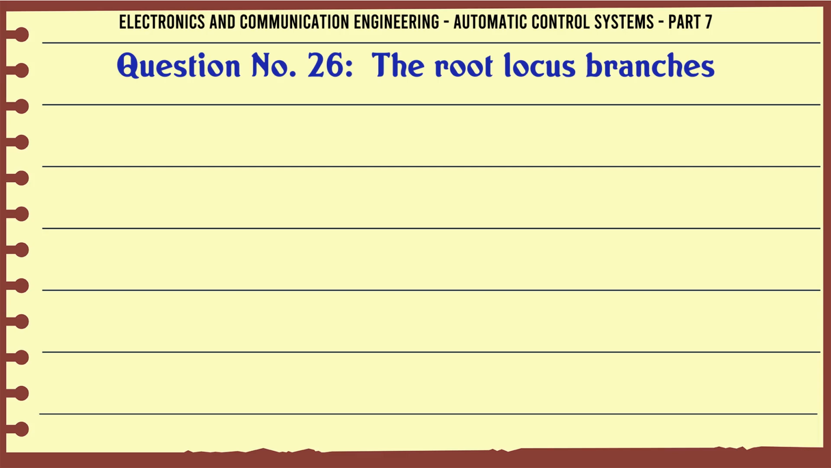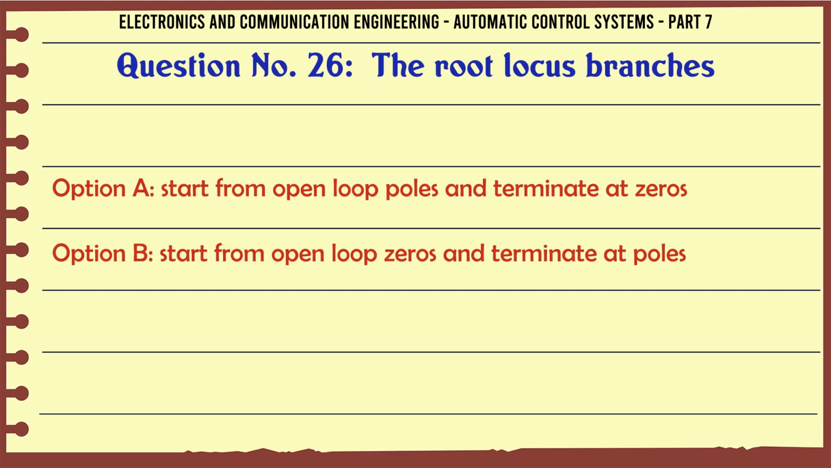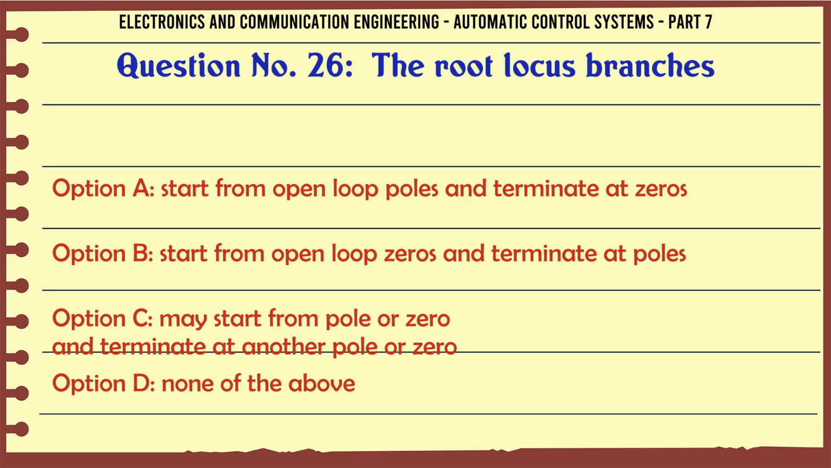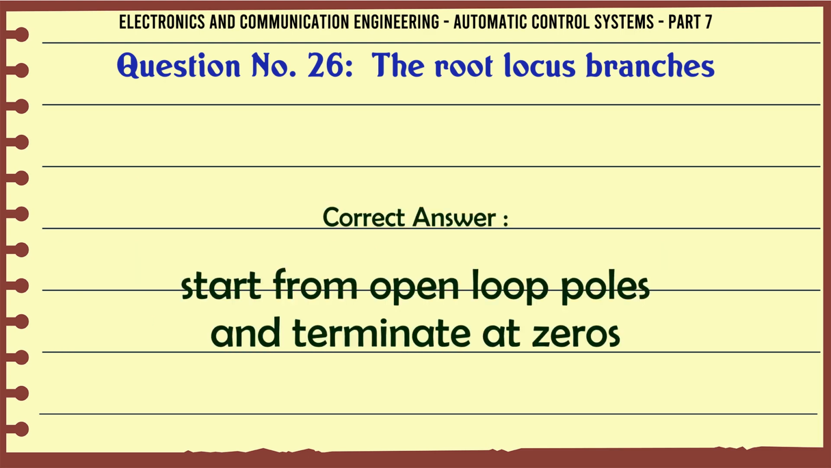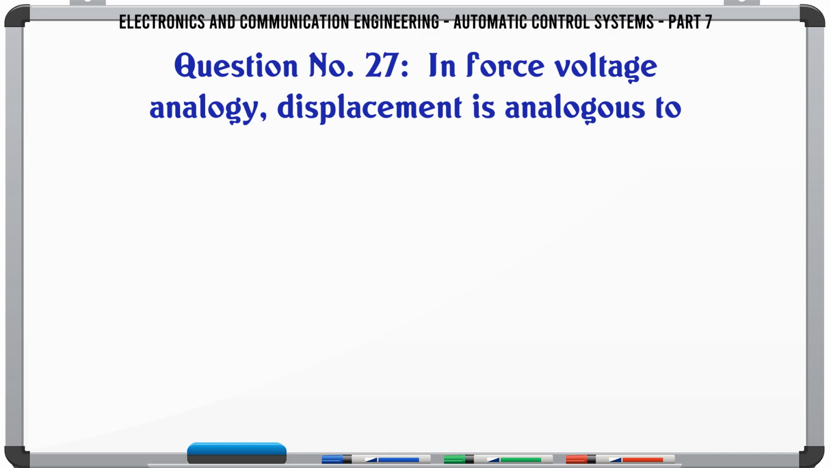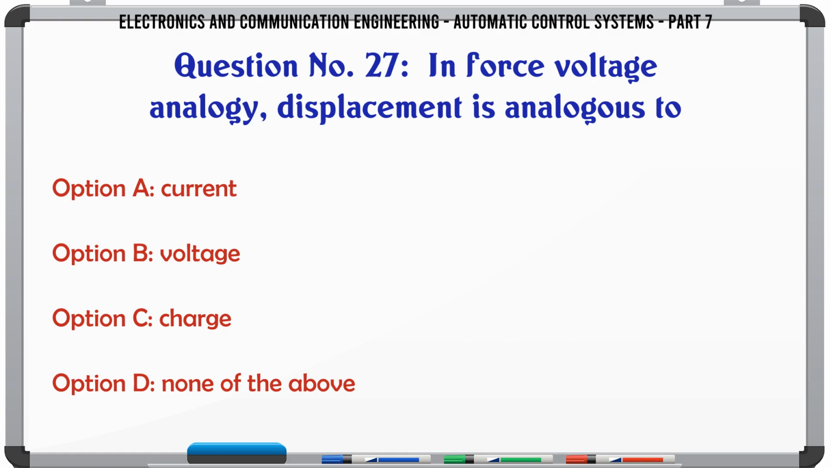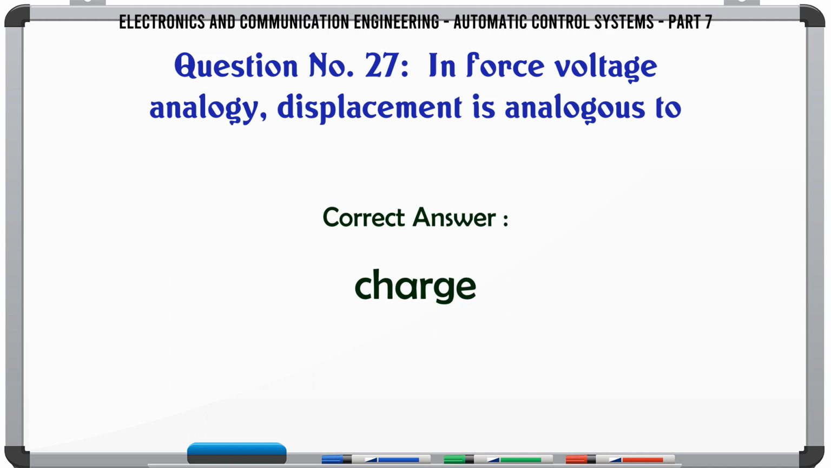The root locus branches A. start from open loop poles and terminate at zeros. B. start from open loop zeros and terminate at poles. C. may start from pole or zero and terminate at another pole or zero. D. none of the above. The correct answer is start from open loop poles and terminate at zeros. In force voltage analogy, displacement is analogous to A. current, B. voltage, C. charge, D. none of the above. The correct answer is charge.